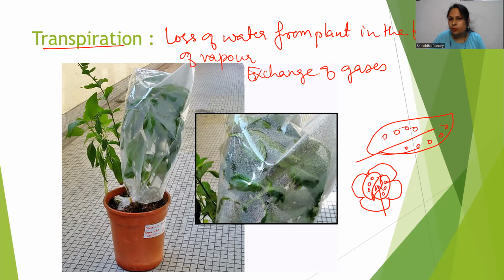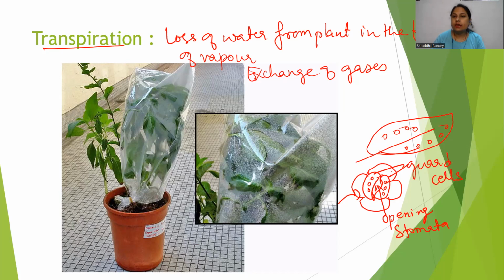So this is the opening, which is called the stomata. The stomata has two guard cells, which help in opening and closing of the stomata. So when the stomata opens, the water which is there in the neighboring cell of this leaf comes into the guard cells, and from the guard cells it comes into this opening, and from this opening it is lost. It is removed outside the plant in the form of vapors.